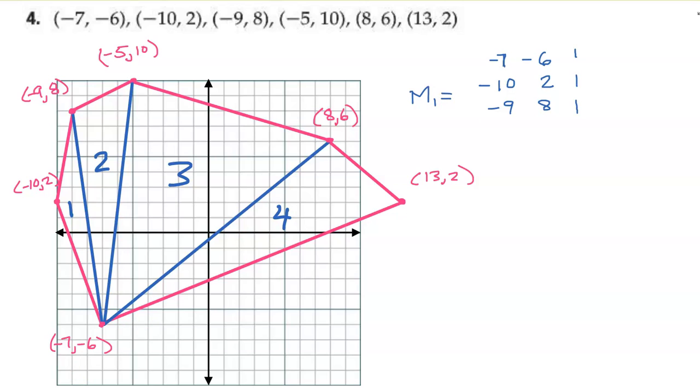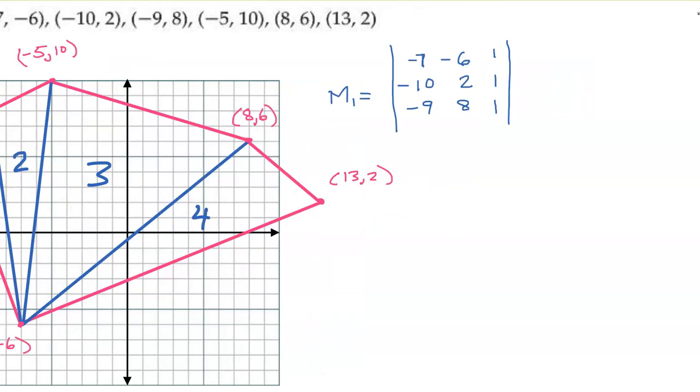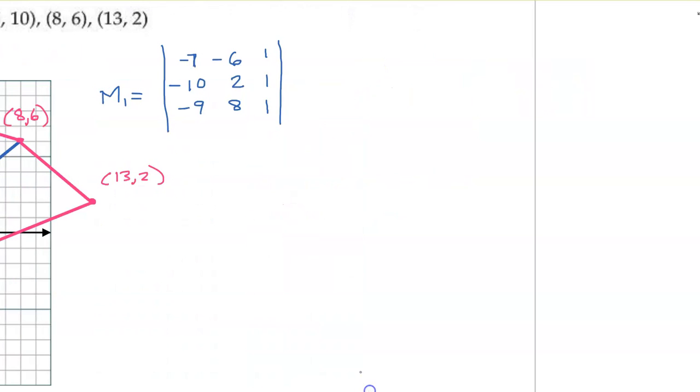Now I'm going to go ahead and put the vertical lines around this matrix to show that what I need to do now is calculate the determinant of this matrix. These vertical lines mean the determinant. So how do I calculate the determinant of a 3 by 3 matrix? What I need to do is pick a row. Just pick the row that seems to have the smallest numbers in it. So I'm going to pick the top row.